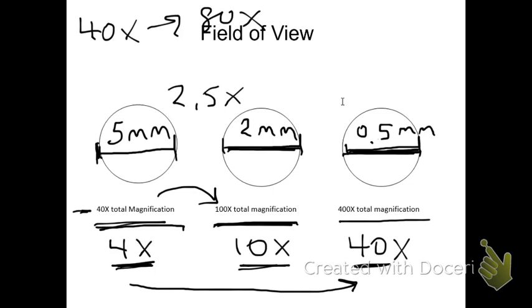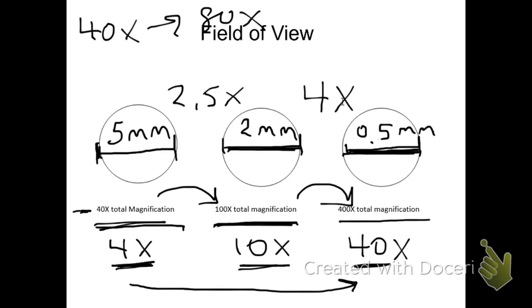Okay, so when you go from 40x up to 100x, you are going to see things 2.5 times larger. And when you go from 100x to 400x, you are going to see things magnified 4 times larger. Okay, what's that have to do with the area or the field of view? Well, there's an inverse relationship here too.